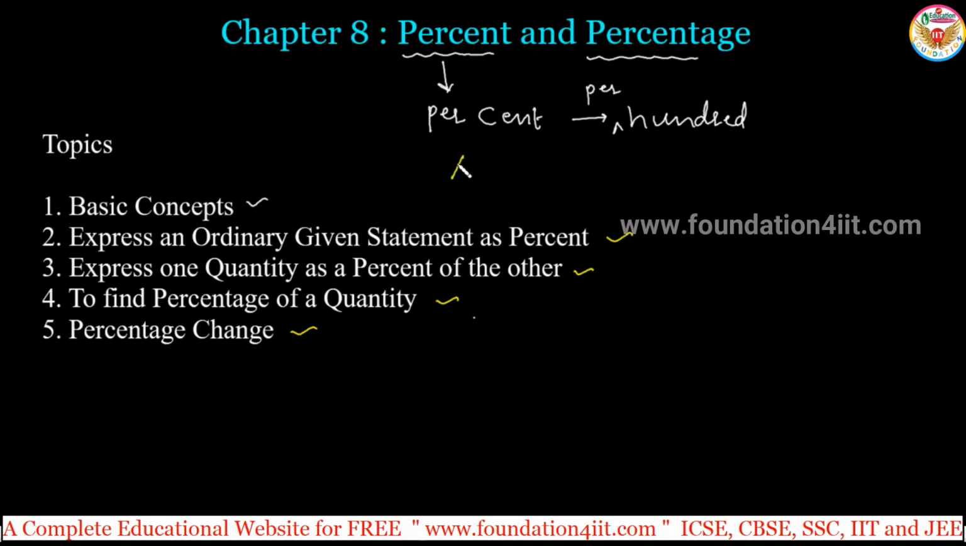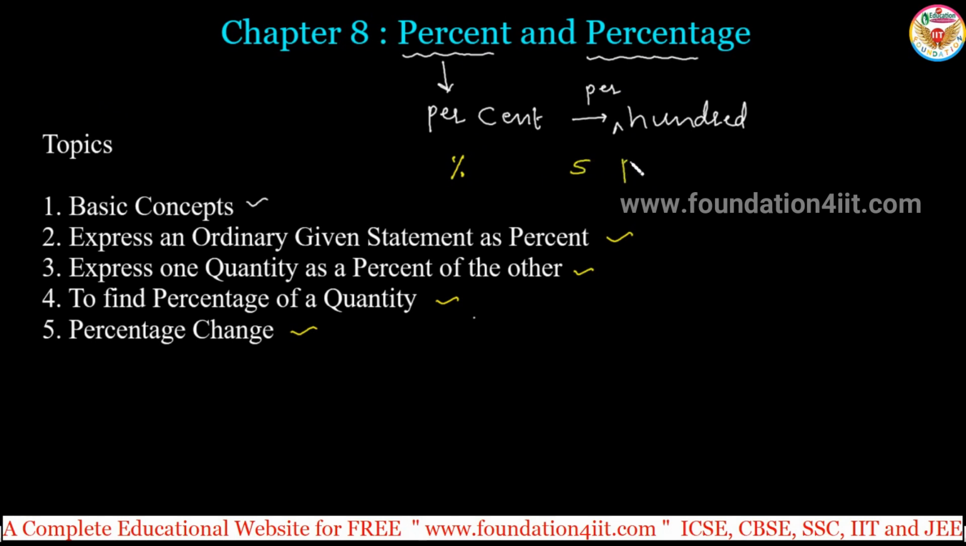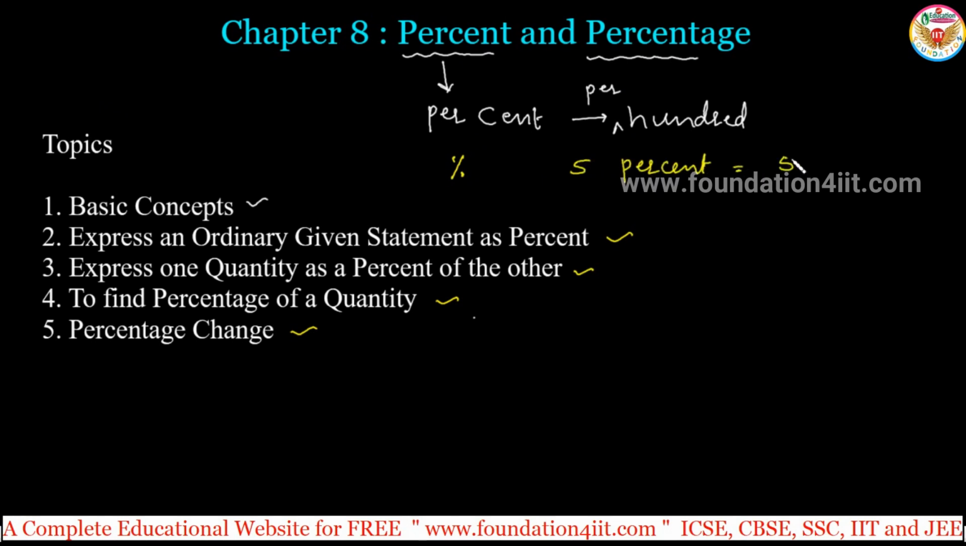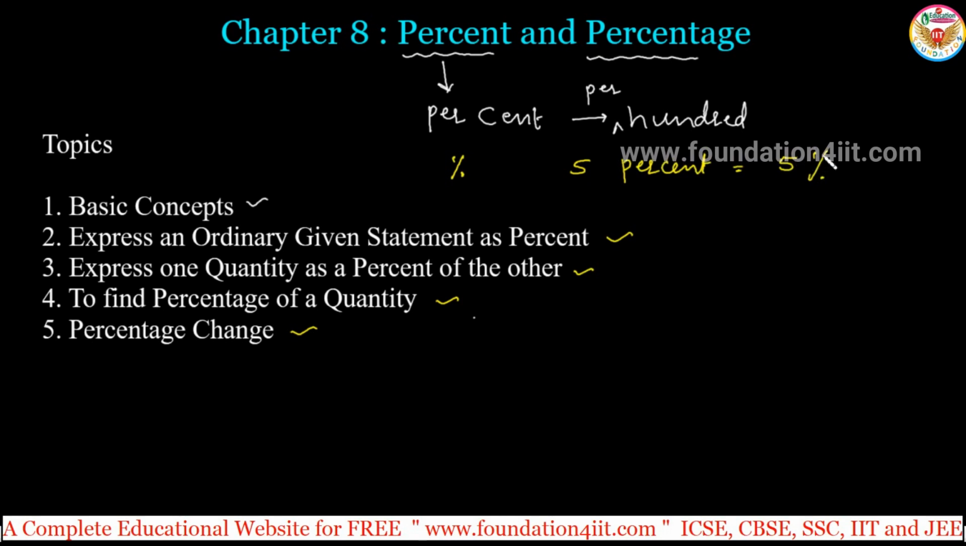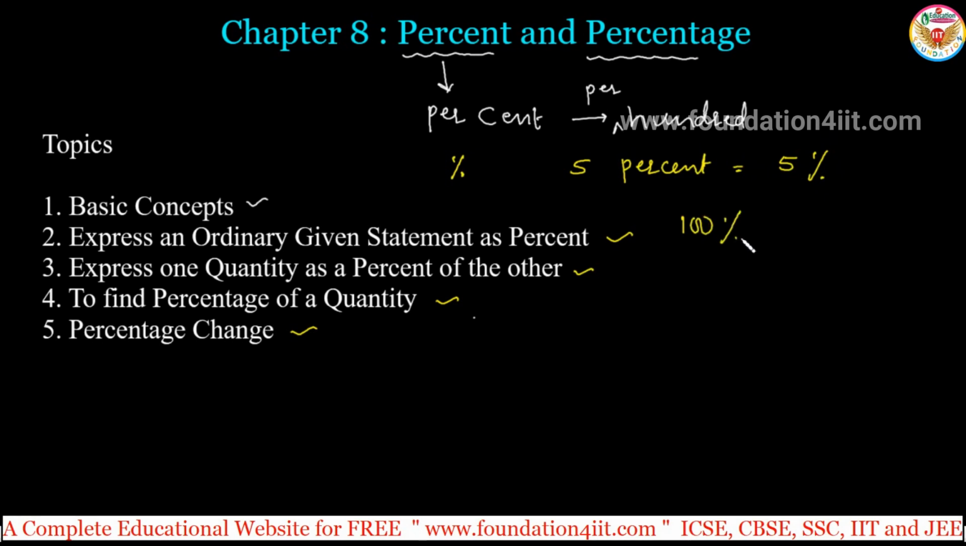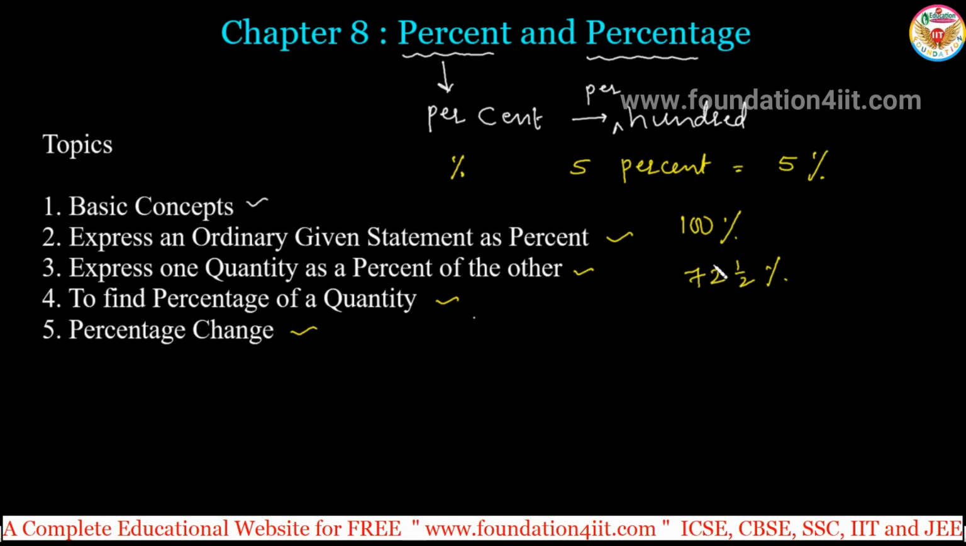Now we can use the symbol %. We can read it as the percentage, like 5%. After 5 comes the symbol for percentage. So this is a symbol, the notation for percentage. That means 5%, 100%, or 72%. So per 100, or out of 100. These are the meanings.